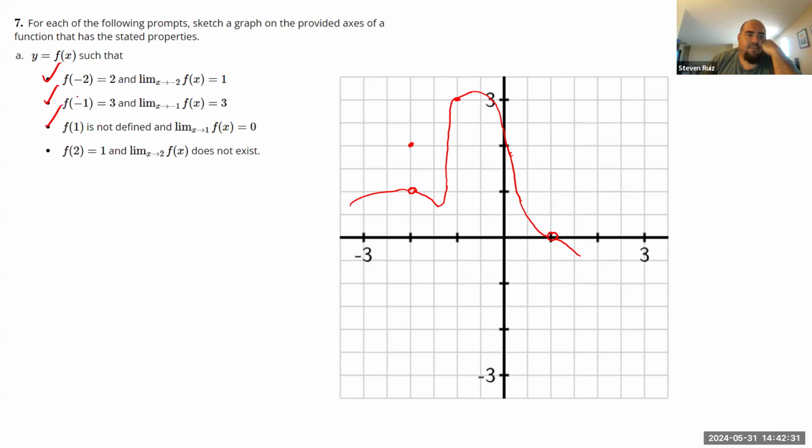So now, what do I do with the last one? I know that f of 2 equals 1. So that's a point that exists here. And I also know that the limit does not exist. There are lots of ways that the limit might not exist. I'm going to show you one, and I'll talk about the others. One way that the limit might not exist is if maybe the limit exists from the left and it exists from the right.